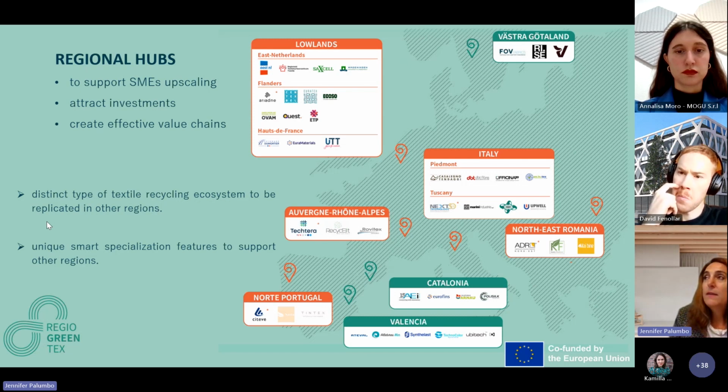And yeah, the objective of the hubs is to support SMEs and their upscaling objectives, to attract investments, because of course creating a structure will help institutional investments first of all, but hopefully also private, and create effective value chains that don't require hopefully the companies to go outside the European Union for everything, like it is a bit the case now.